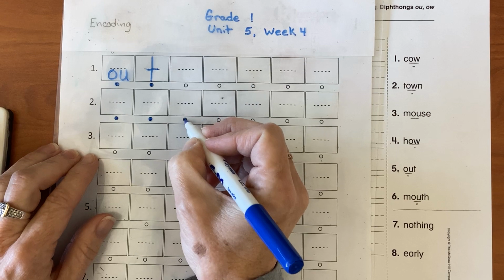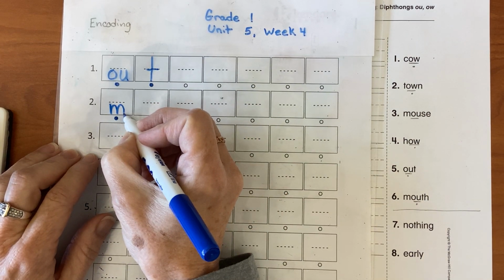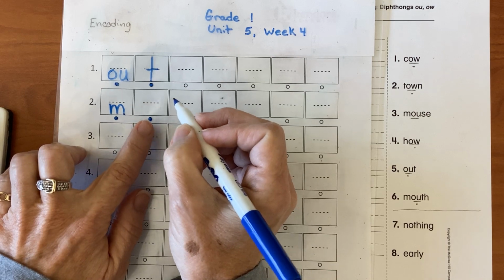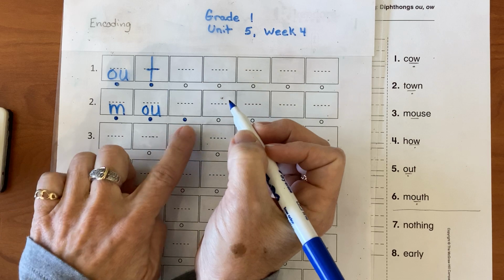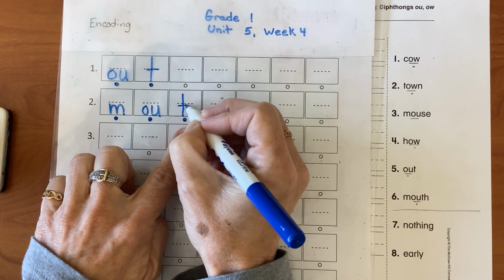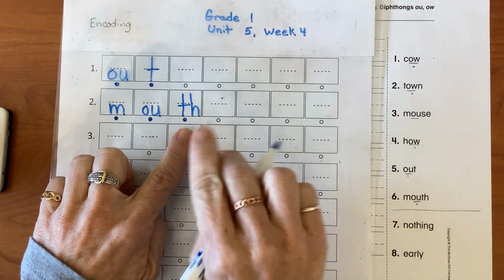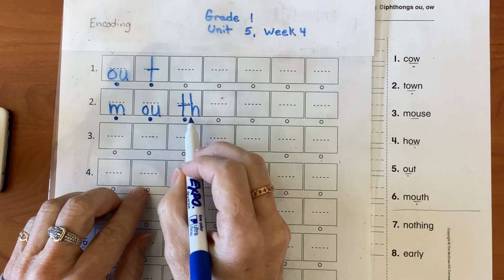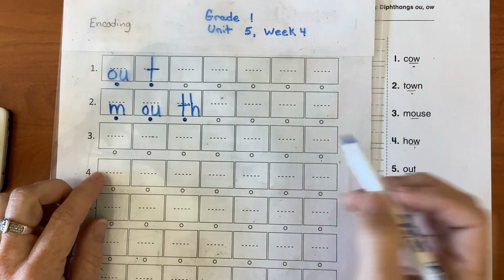Mouth. You know that. That's easy. You don't have to study that part. Ow is OU. And since it's in the middle, we're going to use that OU. And then the digraph, TH. That's two letters, one sound. And the last one is mouse.